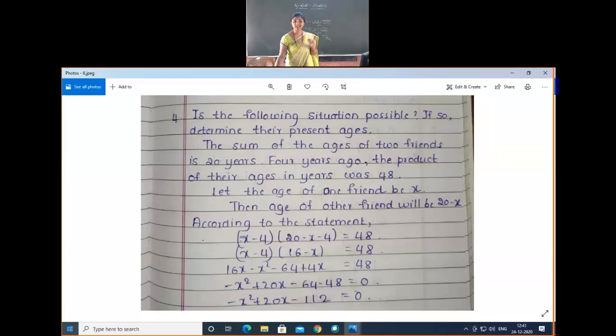This is not a linear equation in two variables, no? So we have to take another friend's age as well.